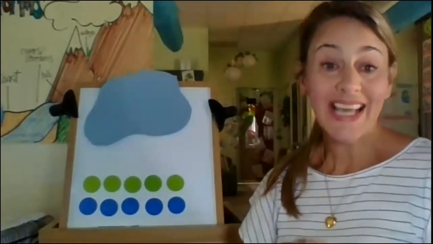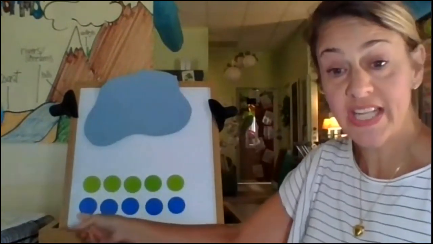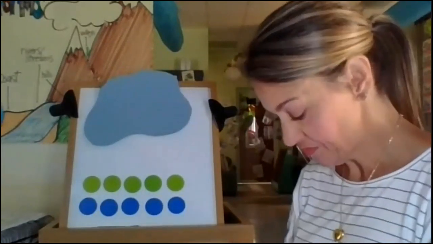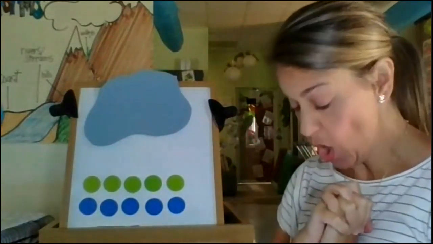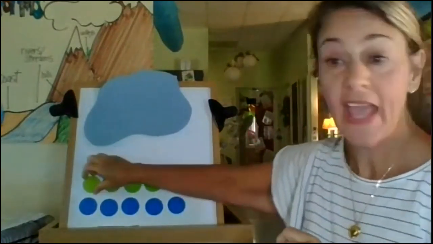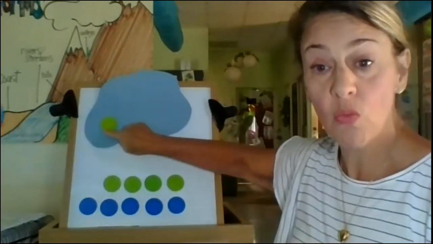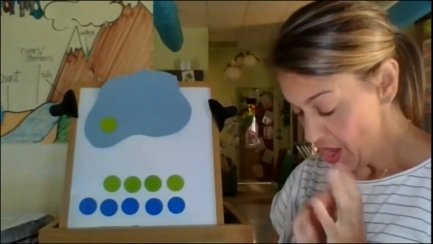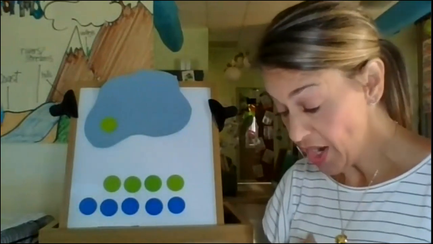Okay. Let's listen. Here is your watering hole. I'm going to tell you a story. We're going to pretend these counters are our dinosaurs, okay? One dinosaur went to the watering hole because he was thirsty. How many? One. I'm going to move one of those dinosaurs to the watering hole, okay? All right. Now, he's going to get a drink of water.